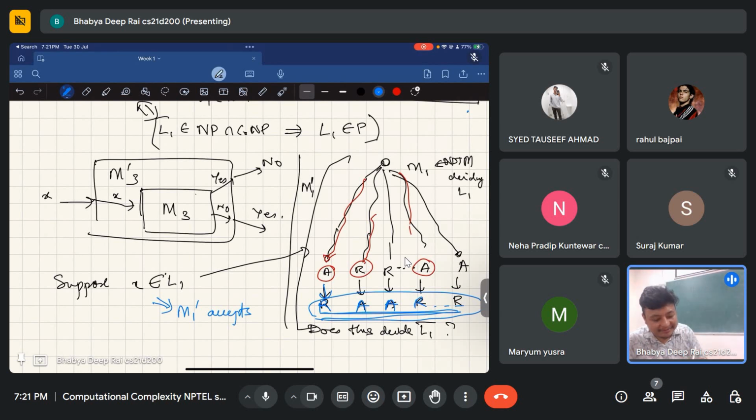But if M1 prime accepts, what does it indicate? This indicates that X belongs to L1 bar also, which is not possible, because it cannot belong to L1 and not belong to L1 at the same time, because this simply means that X does not belong to L1. There's a clear contradiction here. So you can see that the previous logic does not hold. Simply flipping yes and no will not work here because of non-determinism.